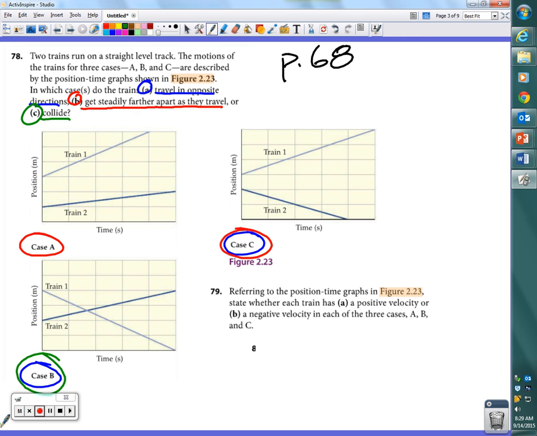All right, so use some color coding to hopefully try and get you guys to answer those questions, right? So first it says travel in the opposite direction. If we're looking for things that are traveling opposite directions, what should we be looking for?